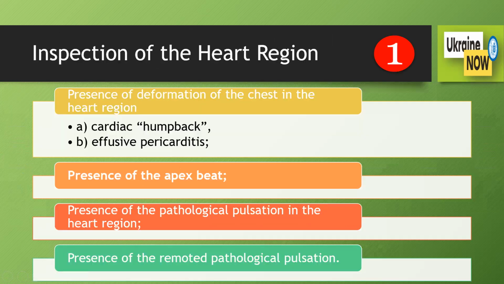So step 1 of the physical examination is inspection of the heart region, and we should evaluate the presence of deformation of the chest in the heart region, such as cardiac humpback or effusive pericarditis. Also, presence of the apex beat, presence of the pathological pulsation in the heart region, and presence of the remote pathological pulsations.